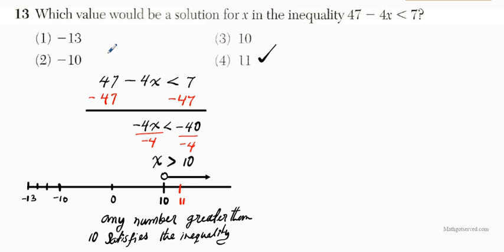Okay, so the question is, which of these values satisfy the linear inequality? Any number that's greater than 10 satisfies the inequality. 10 is not greater than 10. Only 11 falls into the number line interval that satisfies this inequality, which is a set of numbers that are bigger than 10. Okay? Negative 13 and negative 10 are way less than 10, so they do not qualify. And that's why our answer for number 13 is option number 4.